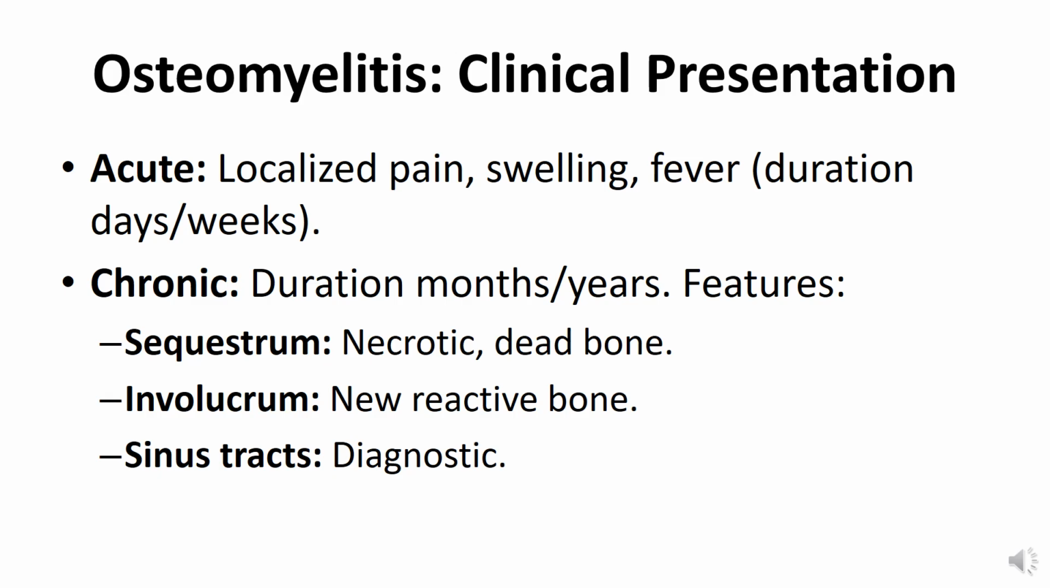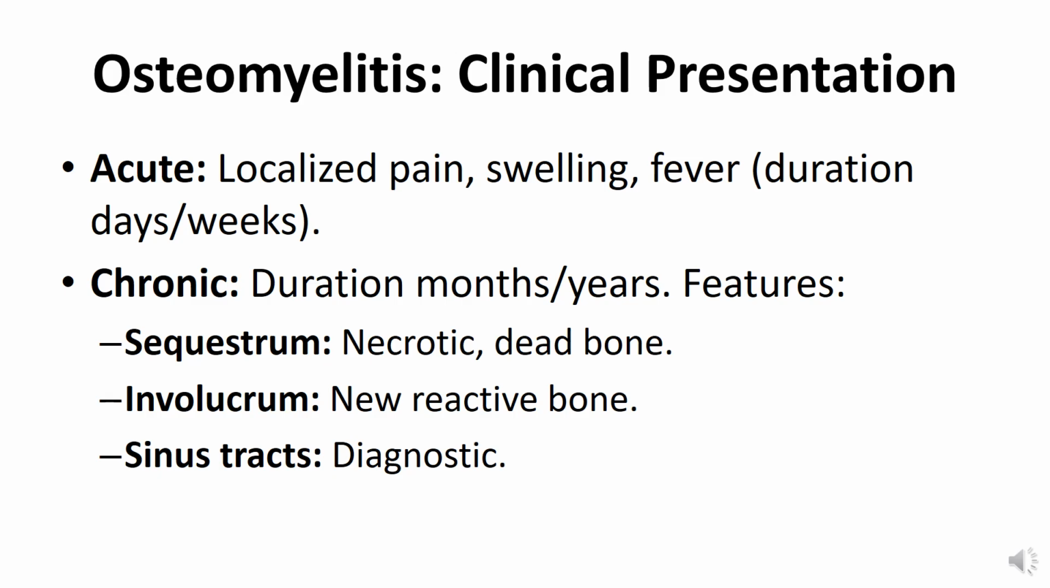Fever is another important feature of acute disease. Patients may experience chills, fatigue, and a general sense of feeling unwell. However, not every patient will have a high temperature, particularly older adults or those with weakened immune systems. If acute osteomyelitis is not recognized and treated promptly, the infection can evolve into chronic osteomyelitis. Chronic disease persists for months or even years and is often much more challenging to eradicate.